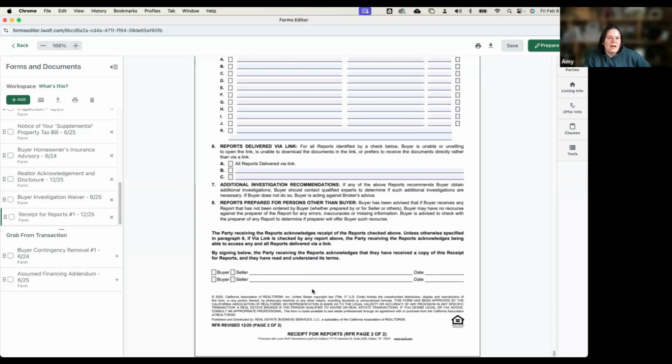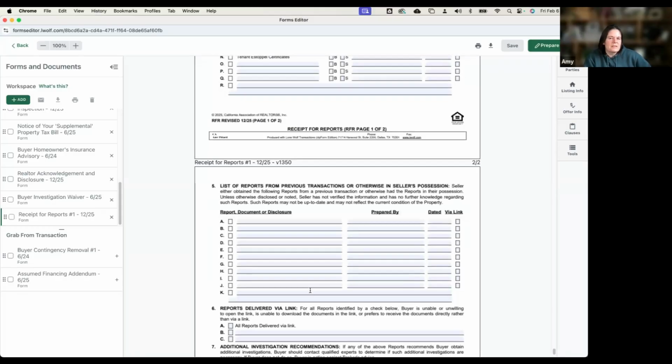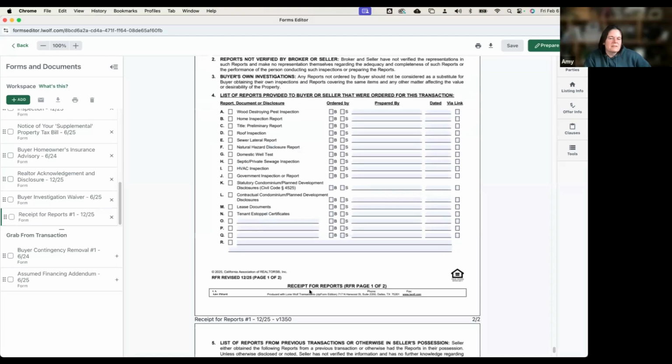Okay, so I like this form for all things reports and receipts, or receipts and reports for anything, because it just documents it.